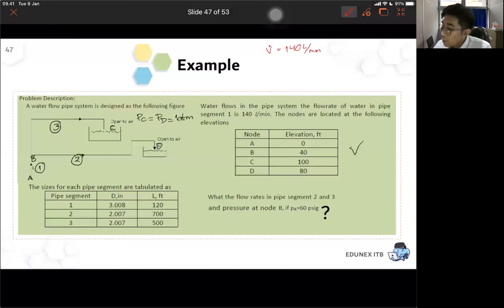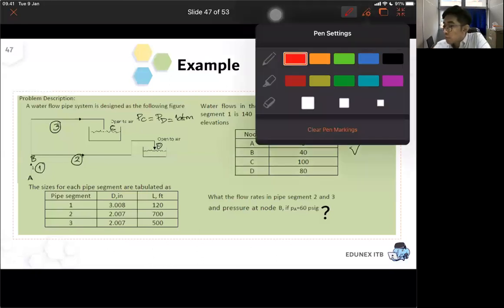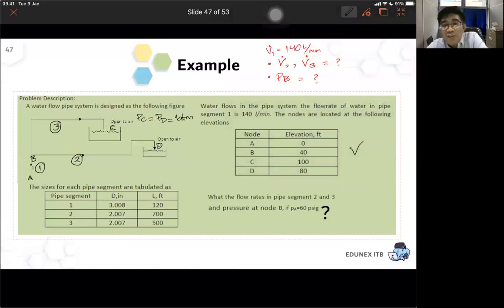Okay, now how can you calculate first how much is the flow rate at segment 2, this one, and segment 3, and also how much is the pressure at point B. Okay, don't see the solution because the solution is a bit confusing. And I don't know whether it's right or wrong because I'm not the one making the solution. Okay, how can you calculate the velocity at segment 2 and segment 3? By using what kind of equation?